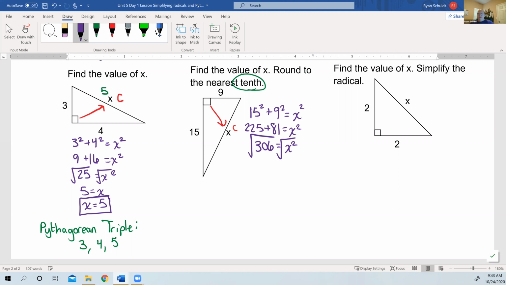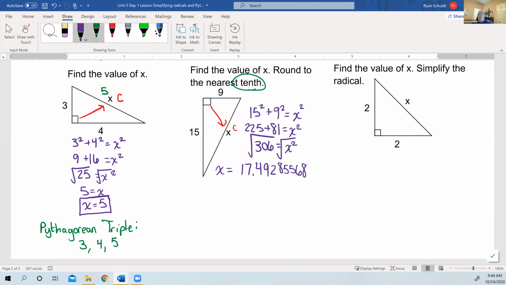Now I'll take the square root of it. And when I take the square root on my calculator here, it will tell me that 17.49, it gives me 17.49285568. That's what it says x is equal to.